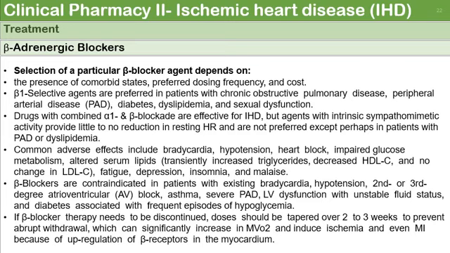Beta blockers are contraindicated in patients with pre-existing bradycardia, hypotension, second or third degree heart block, severe asthma, left ventricular dysfunction with unstable fluid status يعني جو ال40, and diabetes with hypoglycemia. Beta blocker need to be discontinued.